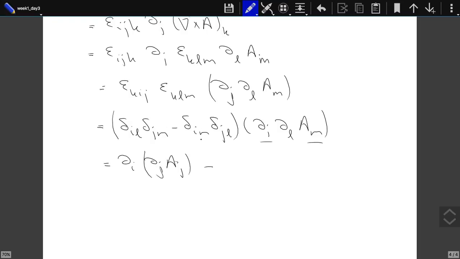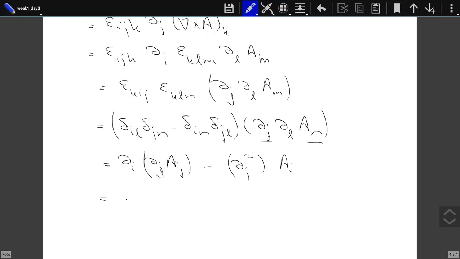Minus, now this Kronecker delta im multiplied with am tells me that when I'm summing over m, which is repeated, only the term m equal to i survives. And here I have Kronecker delta jl multiplied with the derivative with respect to xj and xl. Again, this Kronecker delta tells me that only the j equal to l terms survive. So this is del j squared.